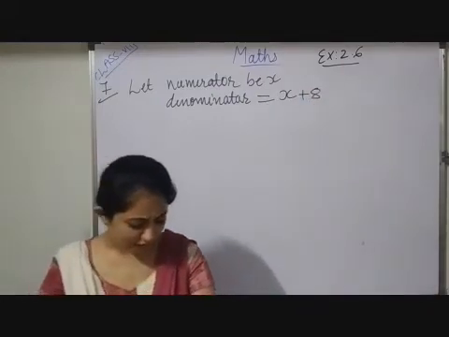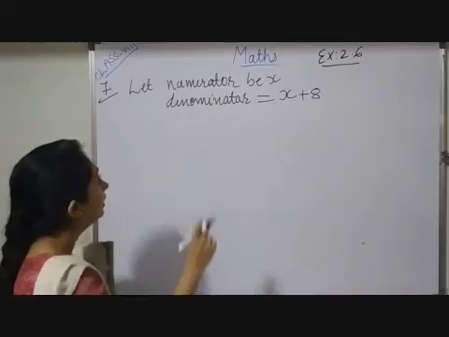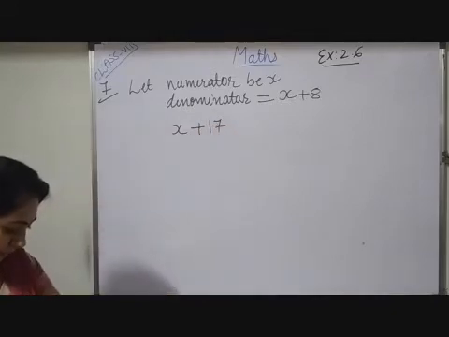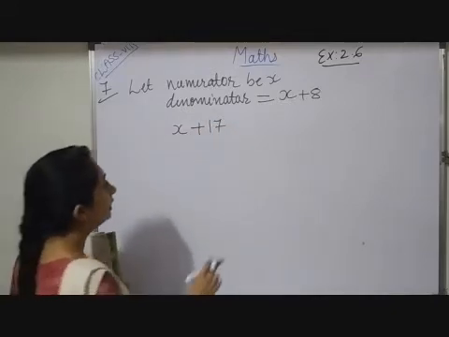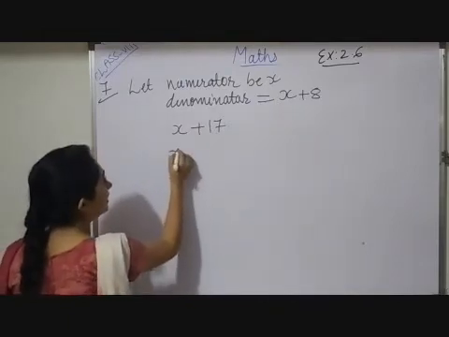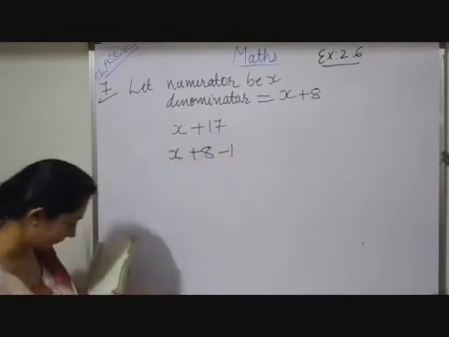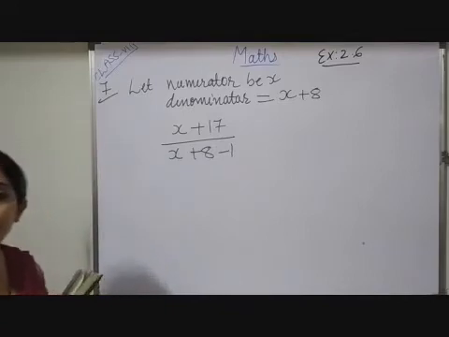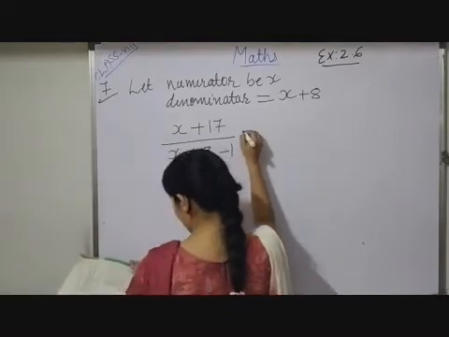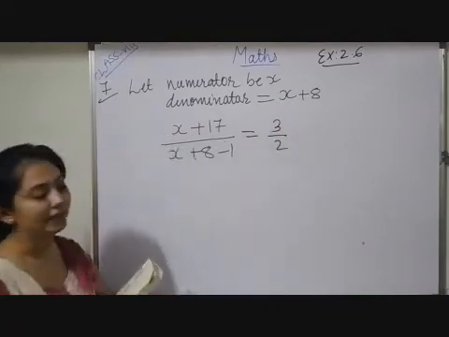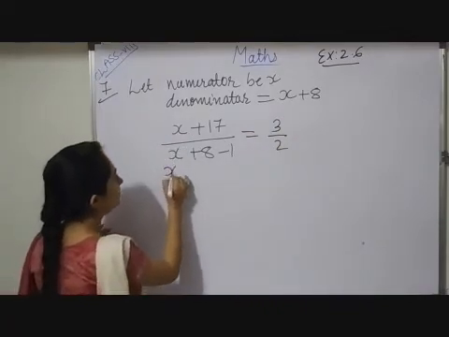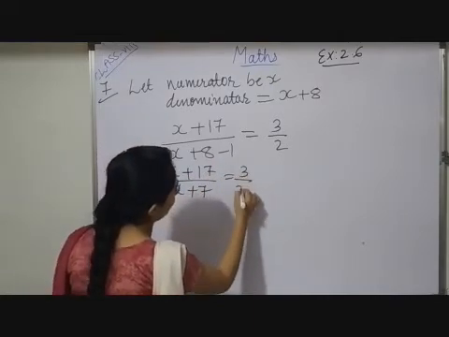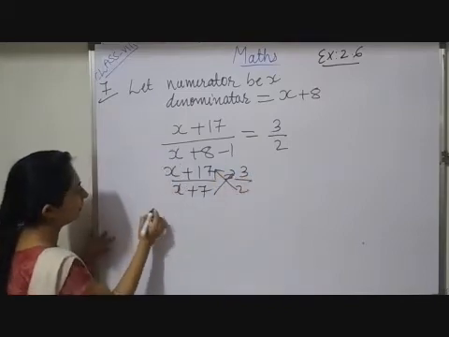Now if the numerator is increased by 17, the numerator becomes x plus 17, and the denominator is decreased by 1, so the denominator becomes x plus 8 minus 1. The number obtained is 3 by 2. Find the number. So here I will get (x plus 17) upon (x plus 8 minus 1) is equal to 3 by 2. Do cross multiplication here, 2 will be multiplied here.